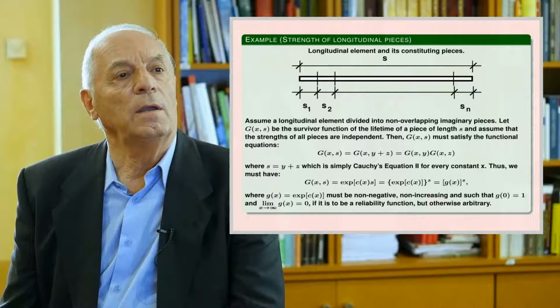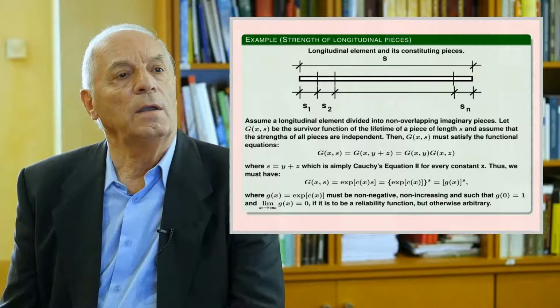However, this is a family of Cauchy's equations with parameter x, and then its solution constant c must depend on x, as indicated. Note that we have used the property that says that the survival function of a piece made of two independent pieces must be the product of the survival functions of the two pieces.